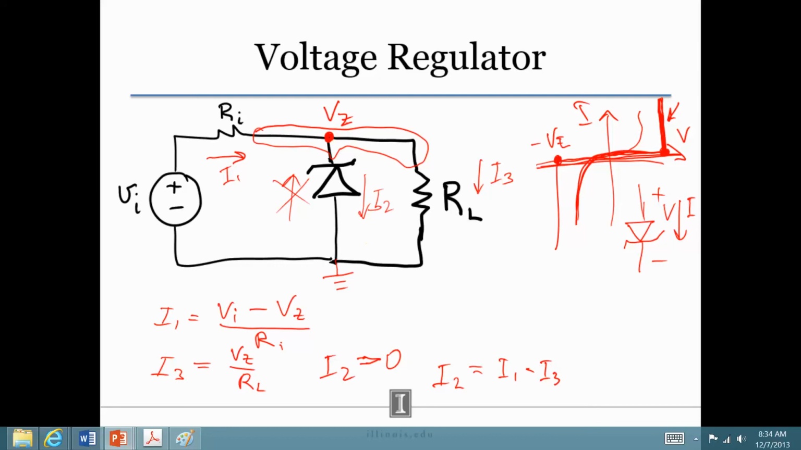All right, so then our condition, combining all of this, becomes Vi minus Vz divided by Ri, minus Vz over RL has to be bigger than 0. Well, really you could have 0, right? Bigger or equal to 0. Okay, so that's our condition. So let's continue the analysis of what that might mean.